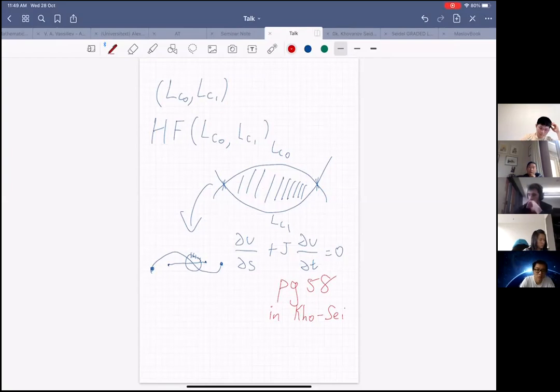Do you want to stop somewhere for a summary? Are you going to continue, or maybe you want to stop here? Yeah, stop here.